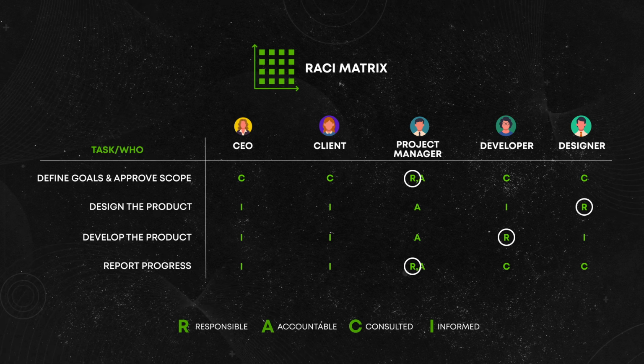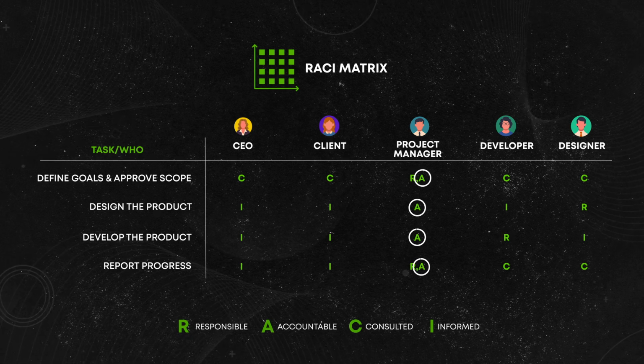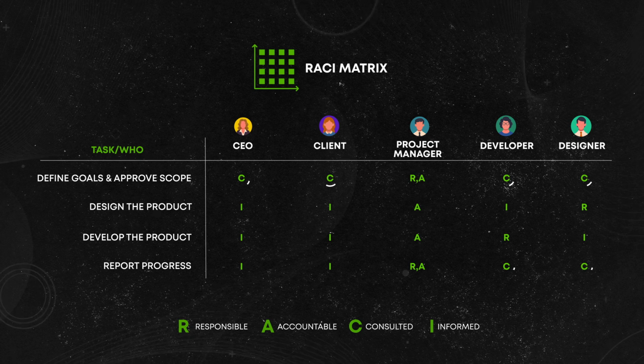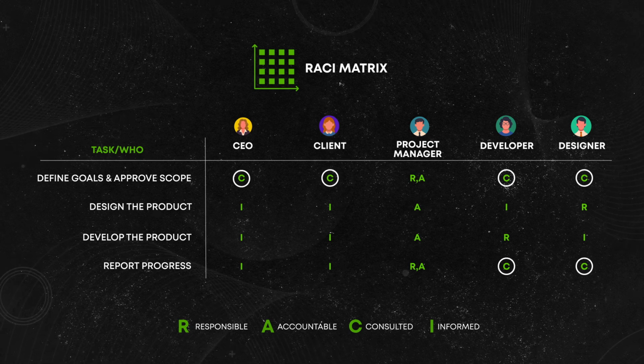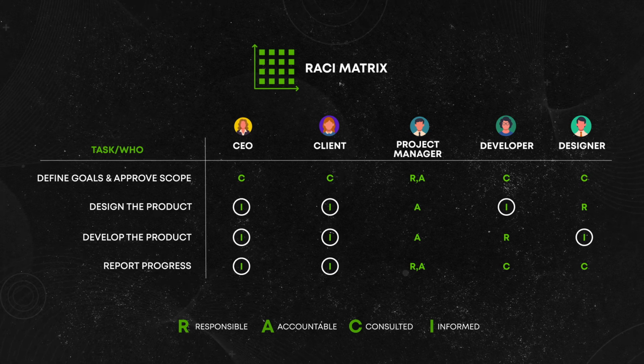Responsible goes to the doers, the ones who actually complete the tasks. Accountable is usually the person who makes sure the task is completed successfully. They get the final say and the final blame. Consulted are your go-to experts. Before any major decision, you'd chat with them to get their input. And informed are those who just need to be kept in the loop. They don't have a direct role in the action, but they need to know what's going on.